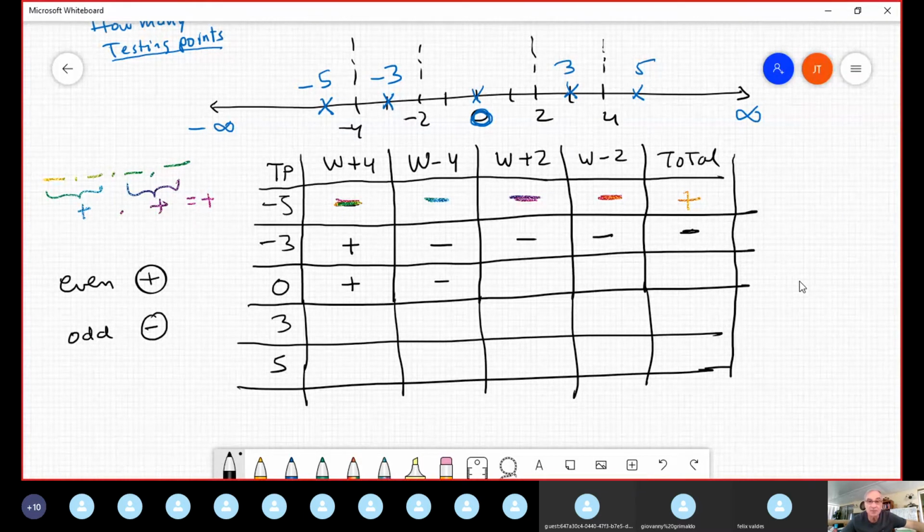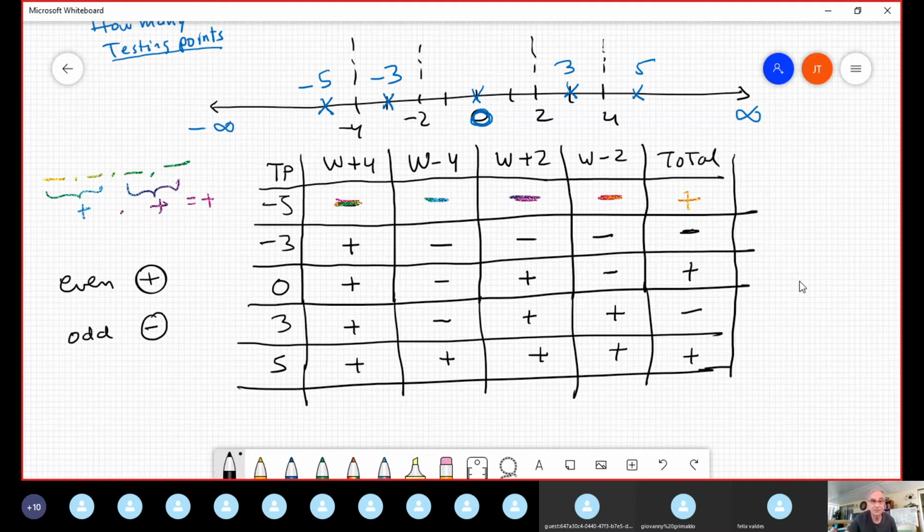Now it's positive here, it's negative here. So what is the sign here in the total? Positive. Negative. Positive. Positive. What is the sign here now? That's odd, so it's negative. Exactly. And the last one is positive. It's obvious that it's positive.